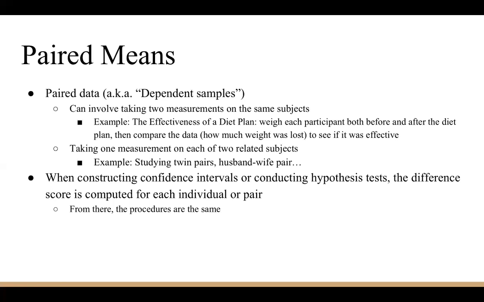Another example of paired data is taking one measurement on 2 related subjects, so studying twins, husbands and wives, brothers and sisters, mothers and sons, so just related subjects. So when you're constructing confidence intervals or hypothesis tests here, you want to use the difference score for each individual or pair. That's really the only difference between the other two. And then after that, the procedures are the same.